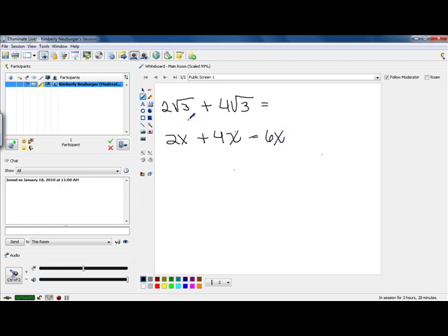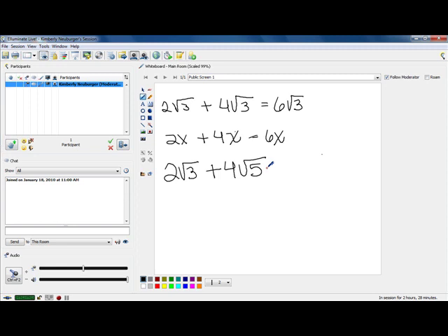The key is your radicals have to match. So if one is a square root of 3, the other one has to be a square root of 3, or you cannot combine them. Since they are both square root of 3s, we can combine them to get a 6 square root of 3. However, if we had a 2 square root of 3 plus a 4 square root of 5, this would be finished. We would not be able to combine anything because the radicals do not match.